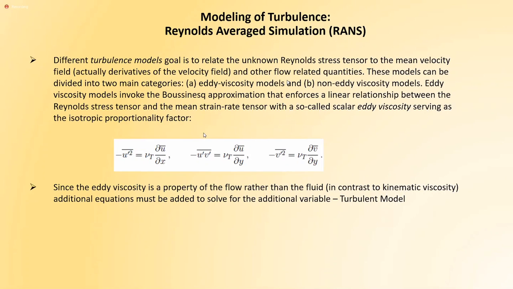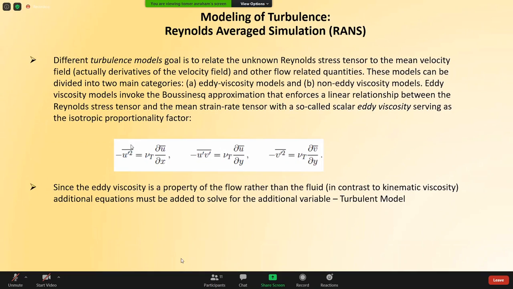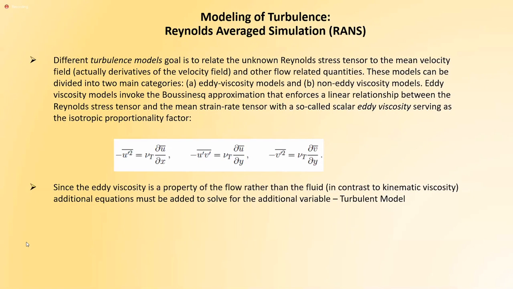Different turbulence models. What you see here is essentially the Boussinesq hypothesis, the eddy viscosity model. There are eddy viscosity models, there are non-eddy viscosity models. Non-eddy viscosity models are where we don't use the Boussinesq hypothesis. The Boussinesq hypothesis ties between the Reynolds stress and the gradient of the average flow velocity.